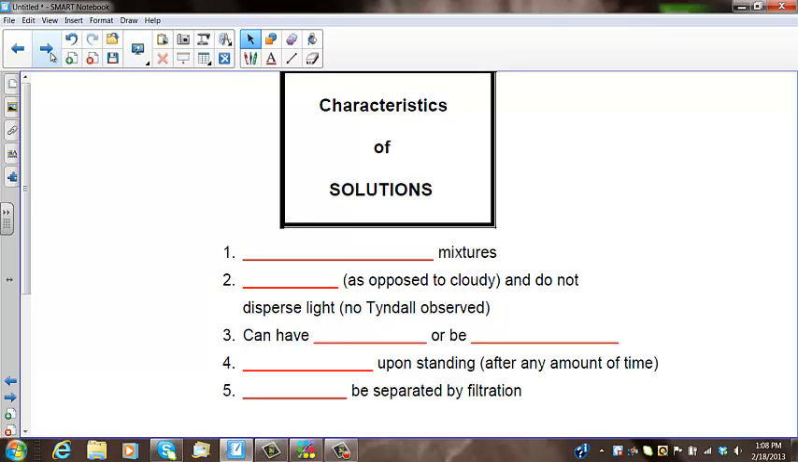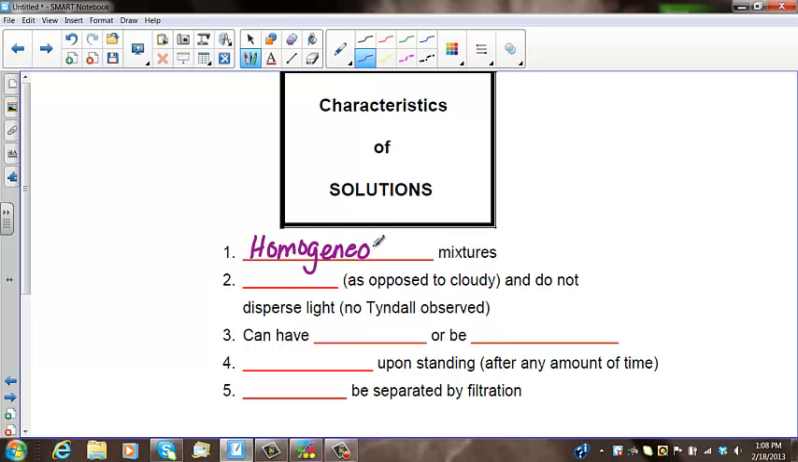So last night's video left off with characteristics of solutions. So let's review. First, we know that all solutions are homogeneous mixtures, which means that they are consistent throughout, and remember that they can be separated by physical means. They are clear or colored as opposed to cloudy. They can be colored though, and they do not disperse light, meaning no Tyndall effect is observed.